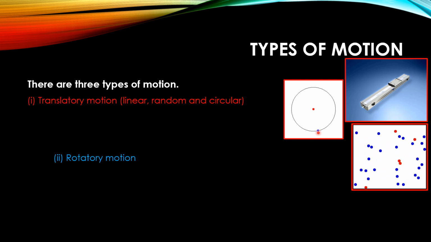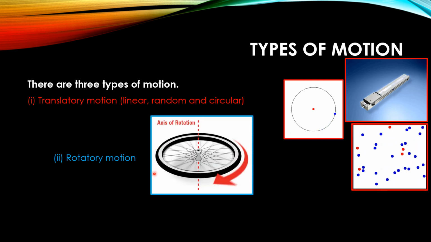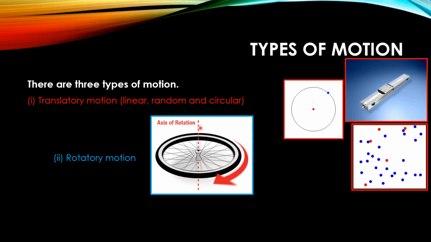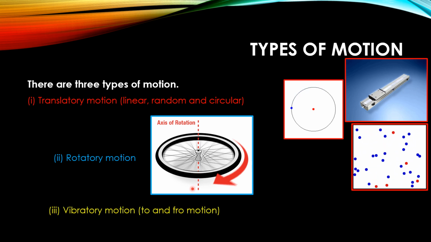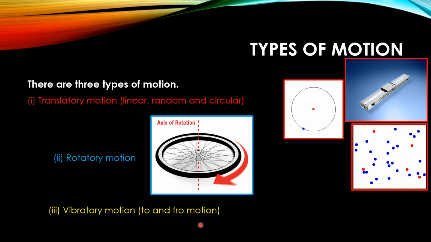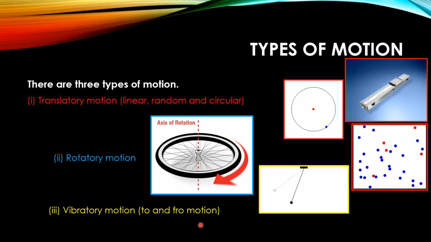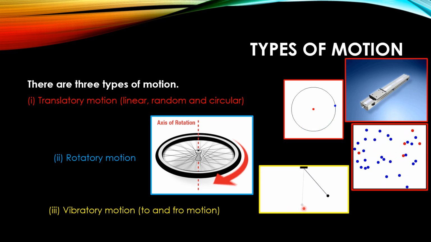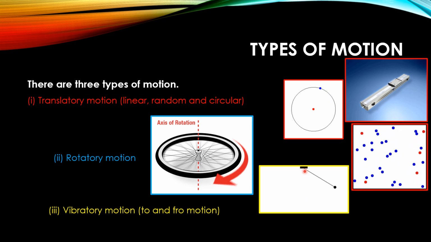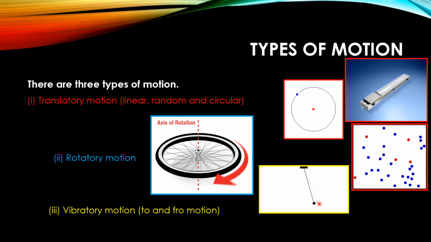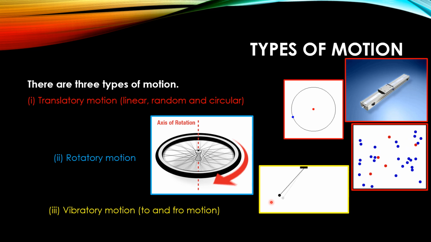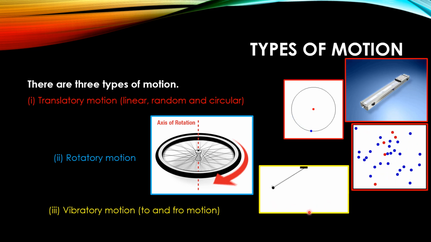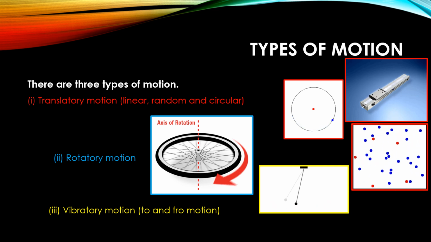The next is rotatory motion. In the figure, the spinning motion of the body about its axis is known as rotatory motion. The next one is vibratory motion, which is to and fro motion about the mean position, as this is the fixed point and this pendulum, as you can see, is moving to and fro about its mean position.